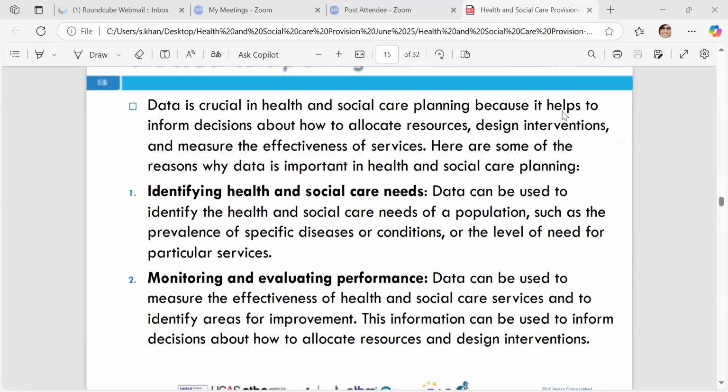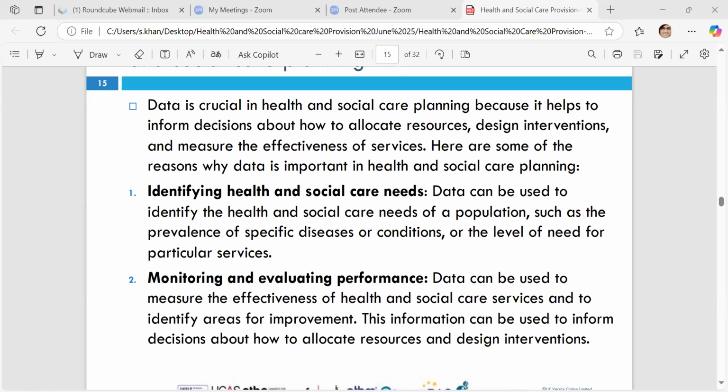So data is really, really important. It plays a vital role in planning by enabling resource allocation. It may be delivering services. Effective data is crucial for addressing any sort of health and social inequalities. The first one is identifying health and social care needs. So data is used to identify. What does it mean by identifying health and social care needs?